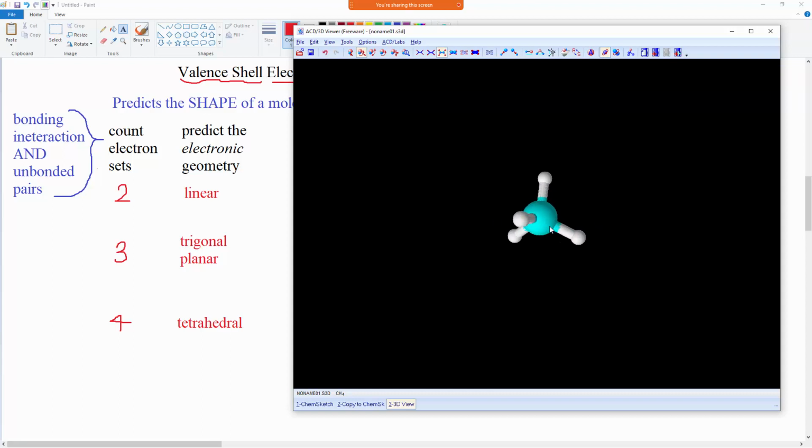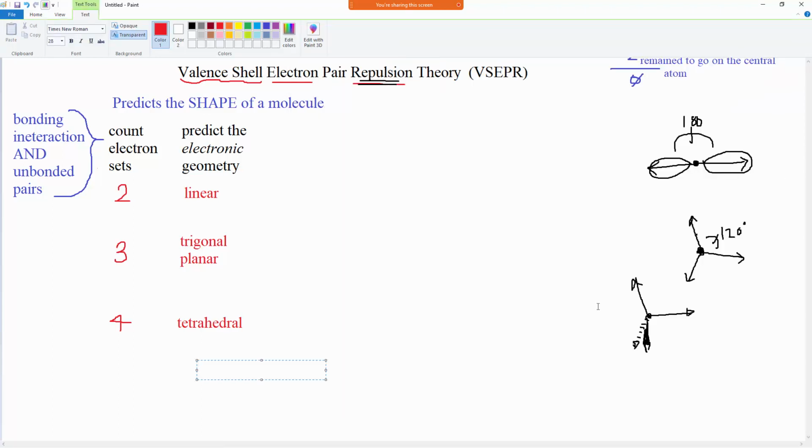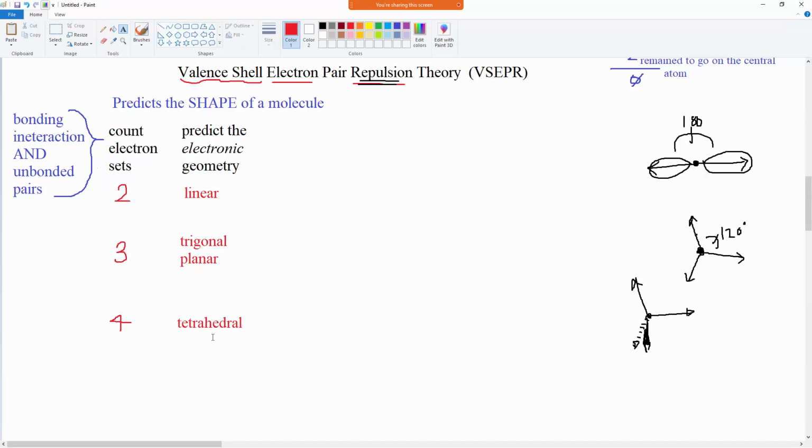Okay, so there's your tetrahedral shape, trying to show it in 3 dimensions. And again, the wedge is the part that's coming towards you, and the dash is the part that's going away from you. And so, as for here, these are the 2 that are in the paper. This is the wedge, and that's the dash there. Okay, so that is the tetrahedral electronic geometry.